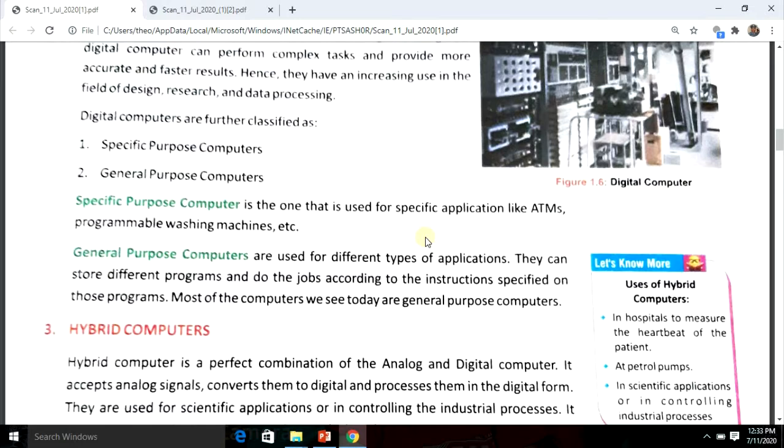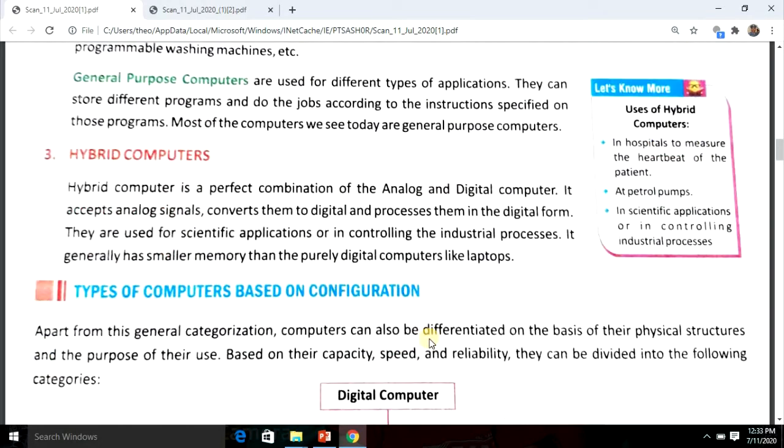Another example given over here is a programmable washing machine, or we can say a microwave is also programmed. Now general purpose computers are used for different types of applications, and they store different programs. For example, we have a computer at our home. Now the next one is the hybrid computer.